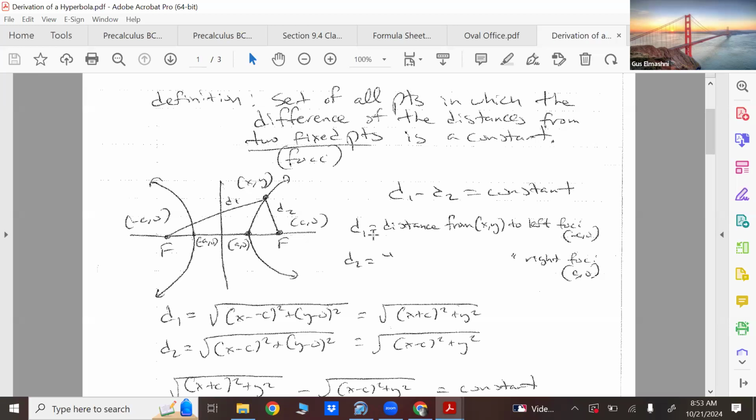So we have all this stuff here, right? The point is x comma y, and the foci are negative c comma 0 and c comma 0. And by the way, from the center, which is right in between these two curves, the distance to either vertex is a comma 0, negative a comma 0. So that distance is a, just so you know.